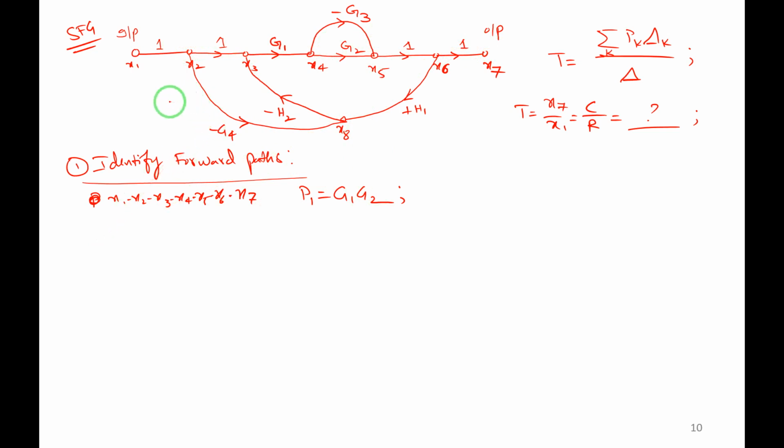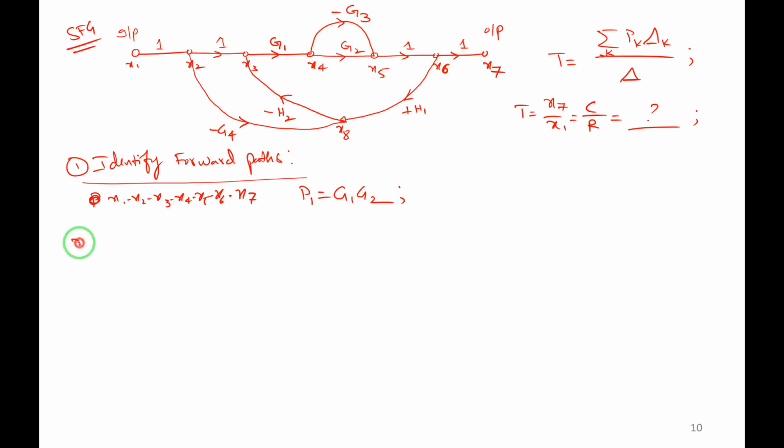Then the second forward path. If there is any second forward path, we will try to identify. Just observe here. X1 to x2, x2 to x3, x3 to x4. From x4, I will not take the straight line path; I will just jump here, x4 to x5. The gain is minus G3. From x5 to x6, x6 to x7. This is the second forward path.